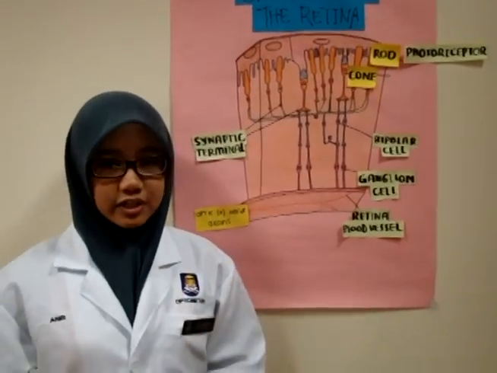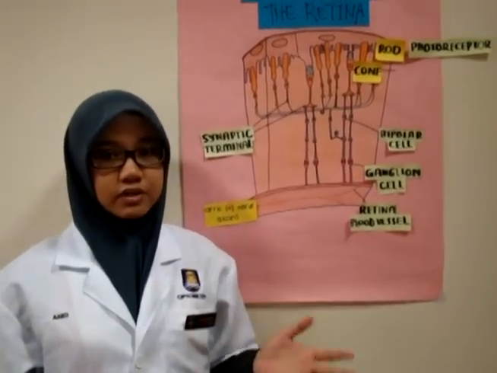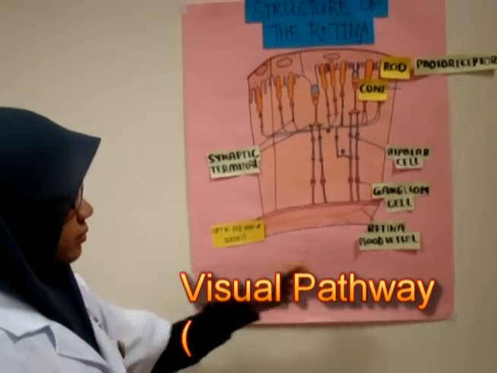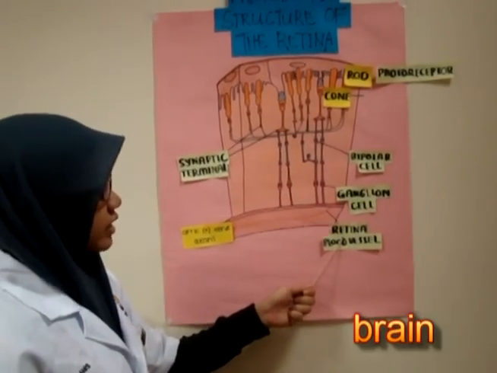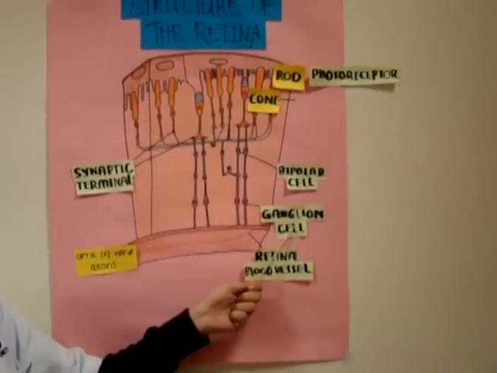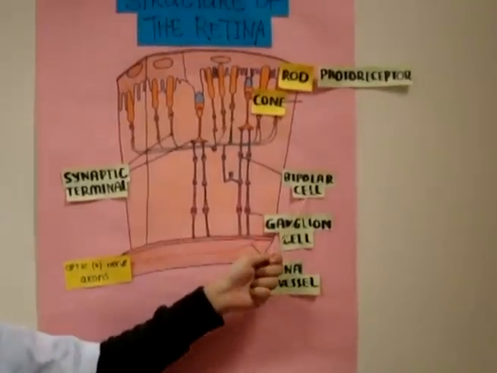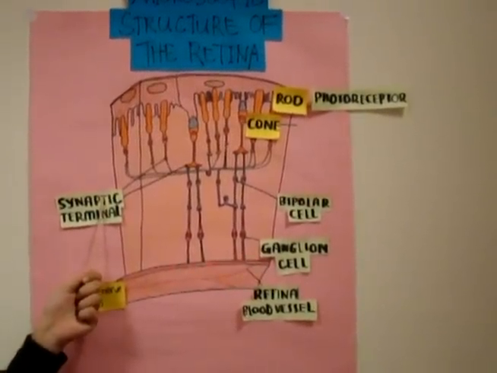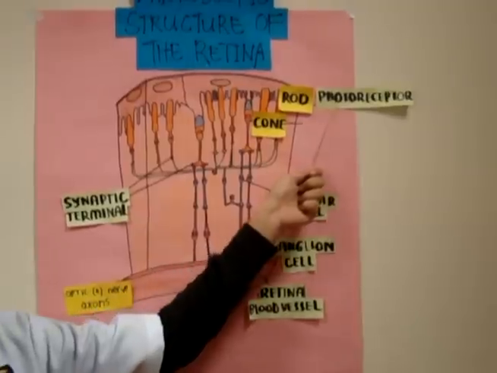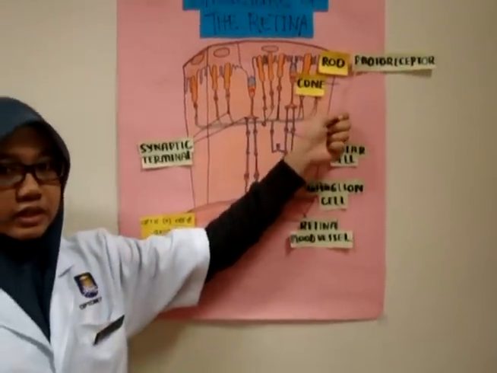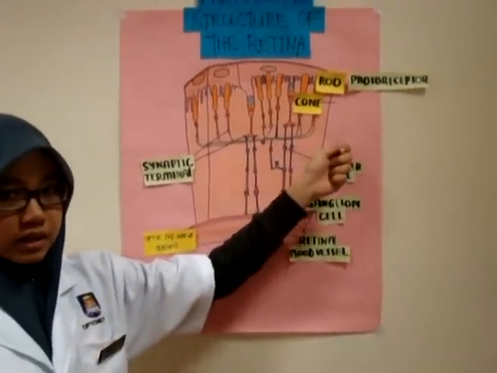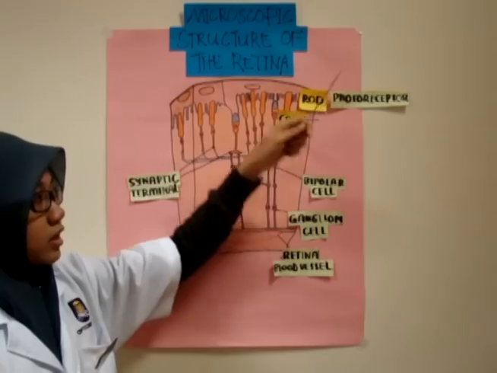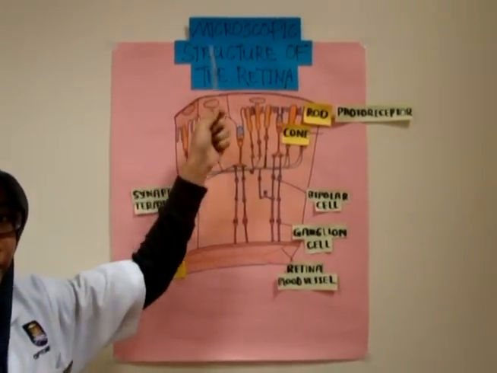And now I'm going to tell you about the visual pathway of light from the retina to the brain. First, it starts from the retina, and then it passes through the ganglion cell, then the bipolar cell, and the synaptic terminal, and ends at the photoreceptor. At the photoreceptor, it will convert the light into a nerve impulse, and the nerve impulse will be sent to the brain.